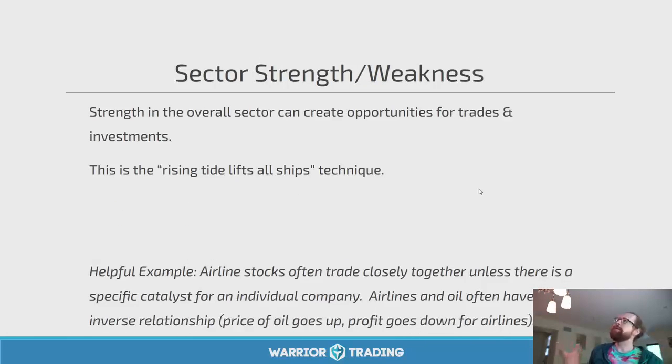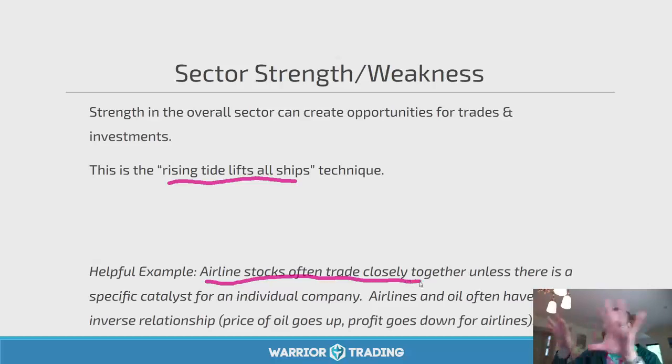Another potential fundamental catalyst can be sector strength and weakness. Overall strength in the sector can create opportunities for trades and investments. A rising tide lifts all ships. So I mentioned this previously, that the airline stocks often trade closely together. When all airline stocks are going up, they're all going up. When one starts to roll over, they all start to roll over, right? So it's very common that we see those moving in tandem. Some oil companies move in tandem, and then some, of course, have inverse relationships sector to sector, where airlines go up when oil goes down, and when oil goes up, airlines come down.